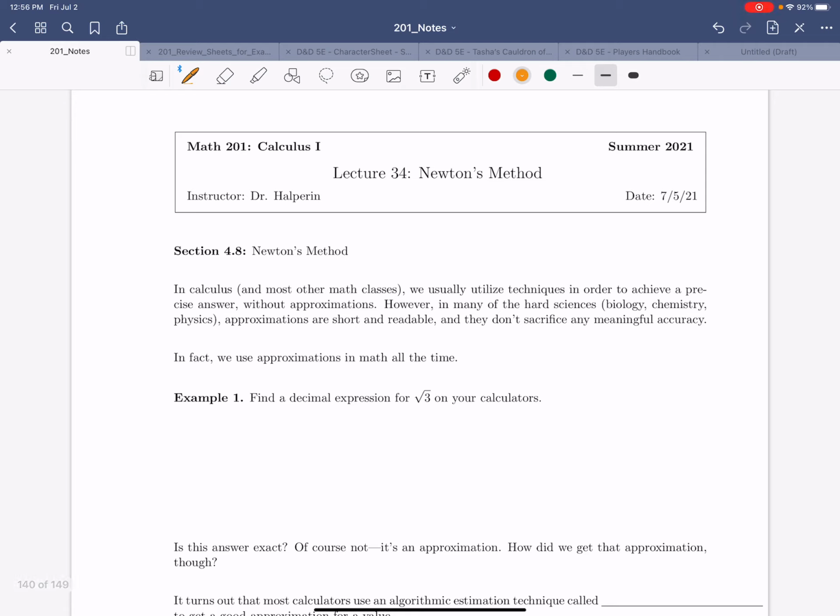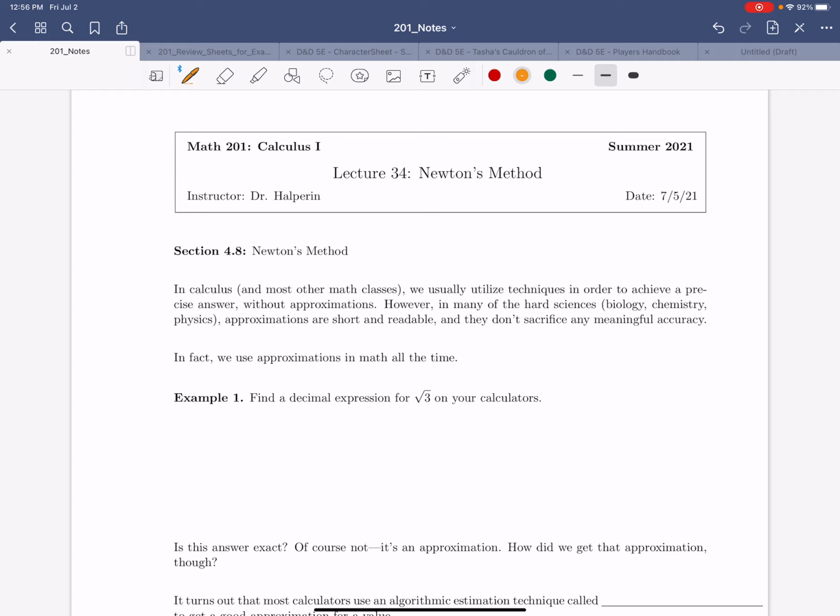Hey everyone, let's learn about Newton's method, which can be found in section 4.8 of Stewart. Newton's method is an application of the derivative, a nice little approximation technique that can be iterated multiple times, so it works very well, in particular with computers.